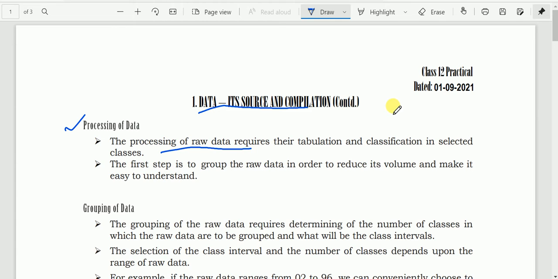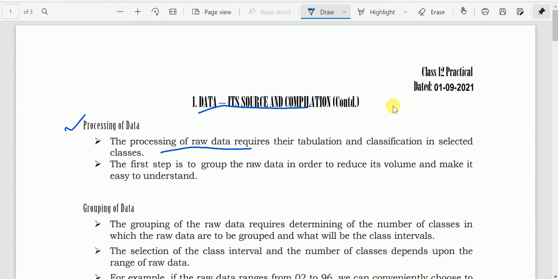Okay, so last time we learned that we cannot present the raw data in our report. Say, for example, we have collected data from 1000 households, and all the data we cannot present in our report. So we need the tabulation and a classification of those raw data, after selecting classes.